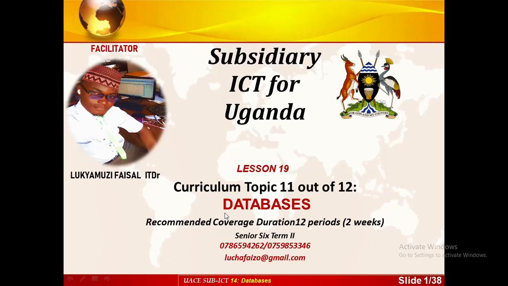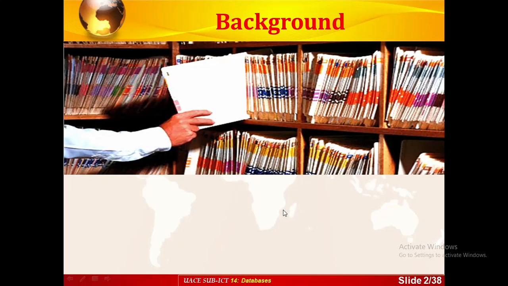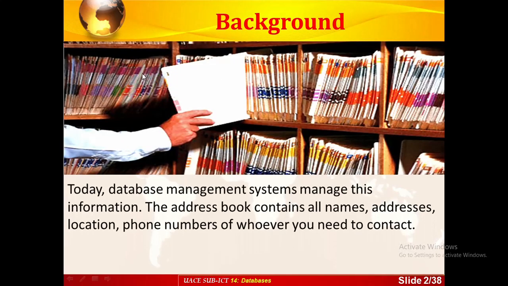And we're going to look at databases. With this background, these are all books related to records. That's what is put in databases. Today, database management systems manage this information. The address book contains all names, addresses, locations, phone numbers, or whoever you need to contact.